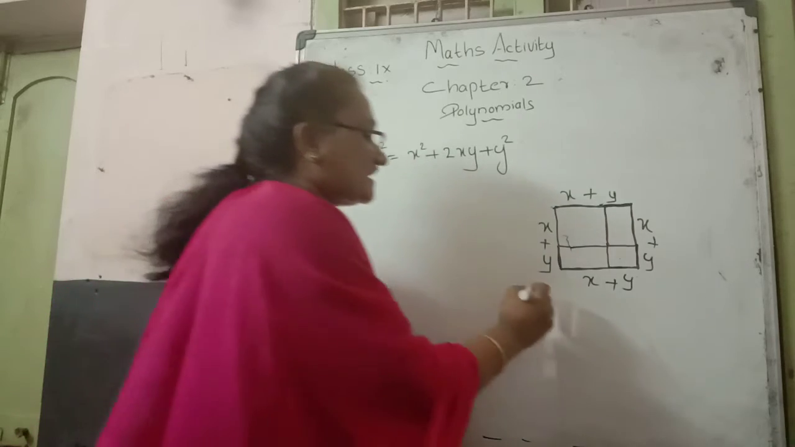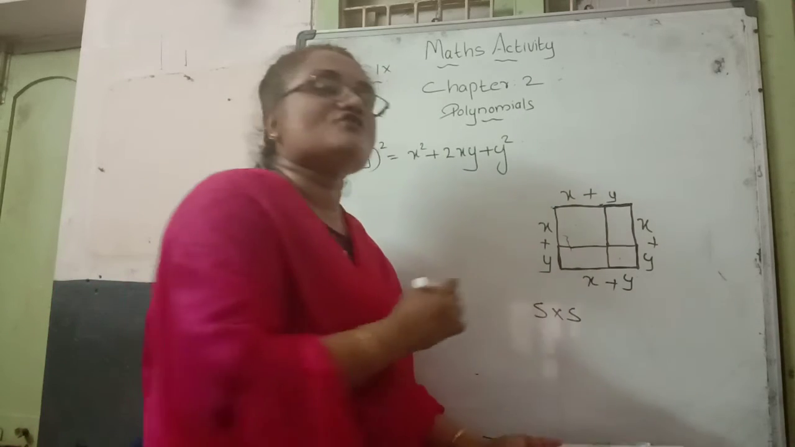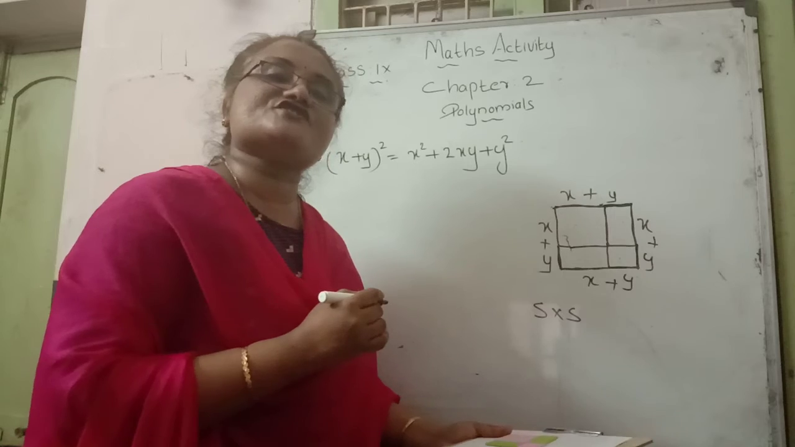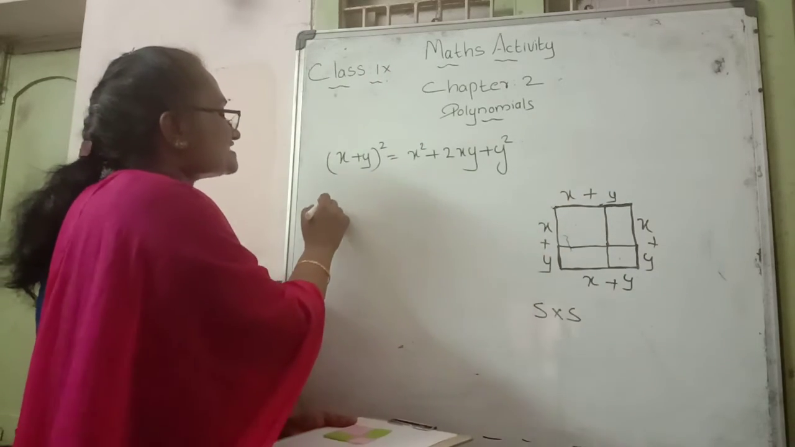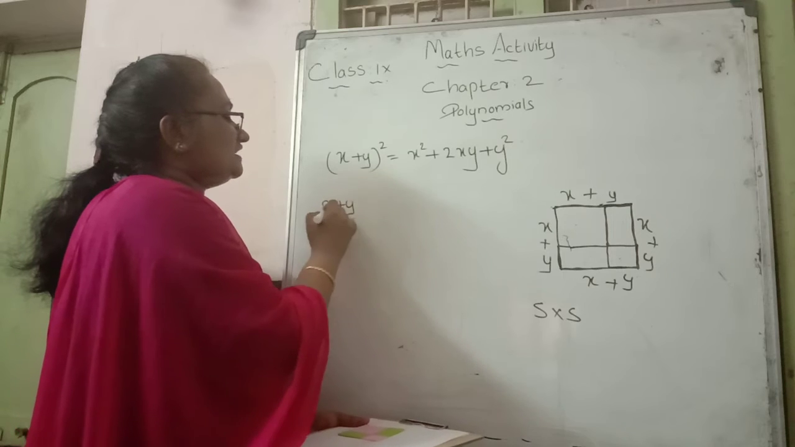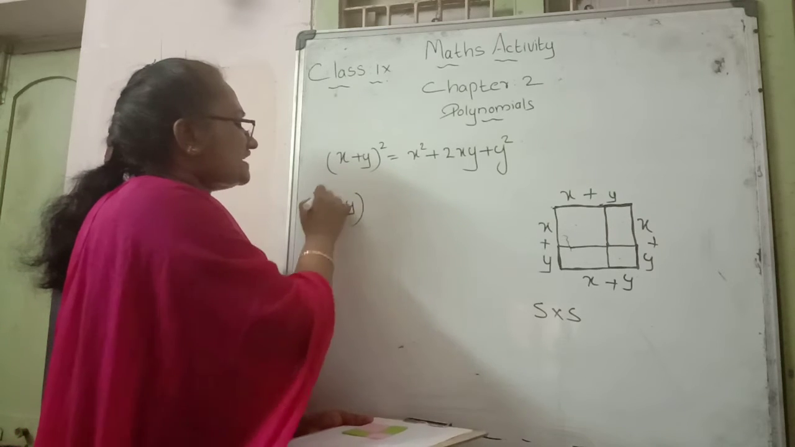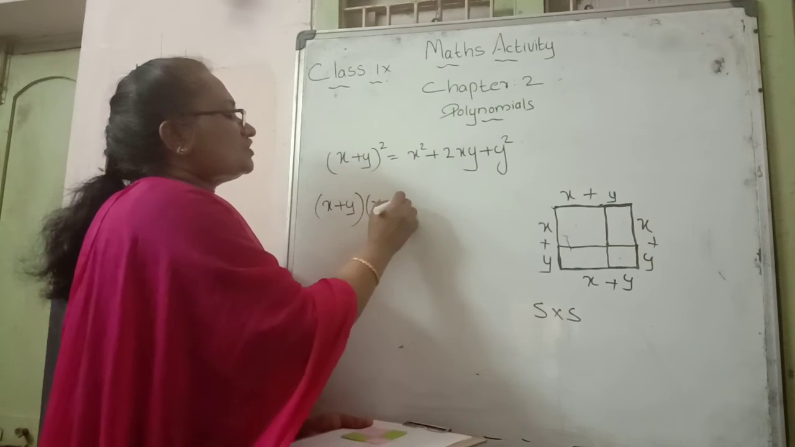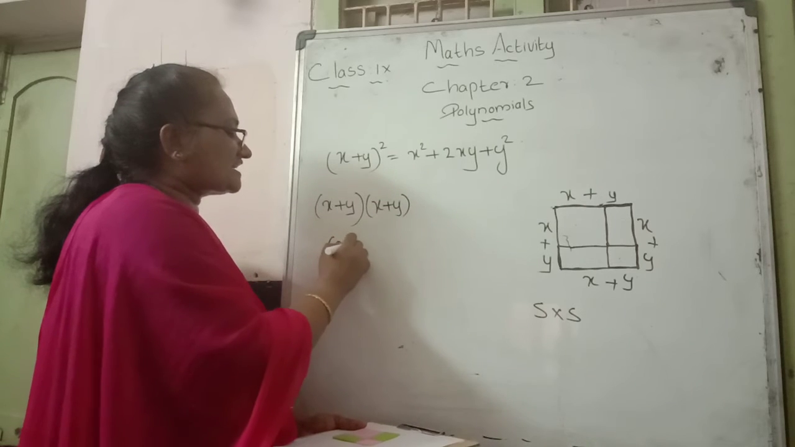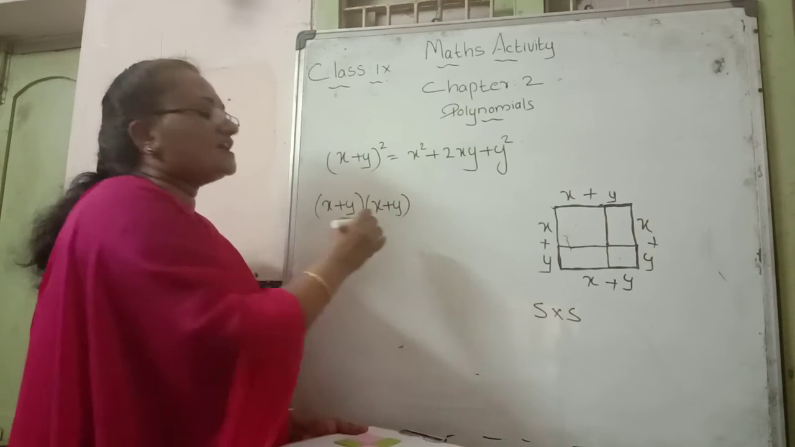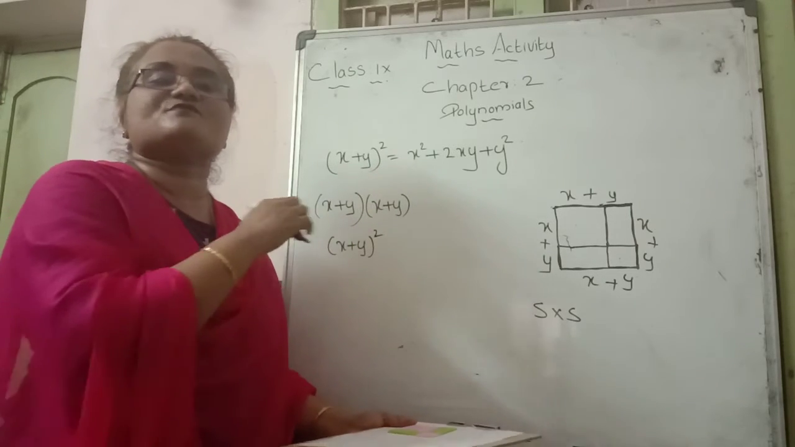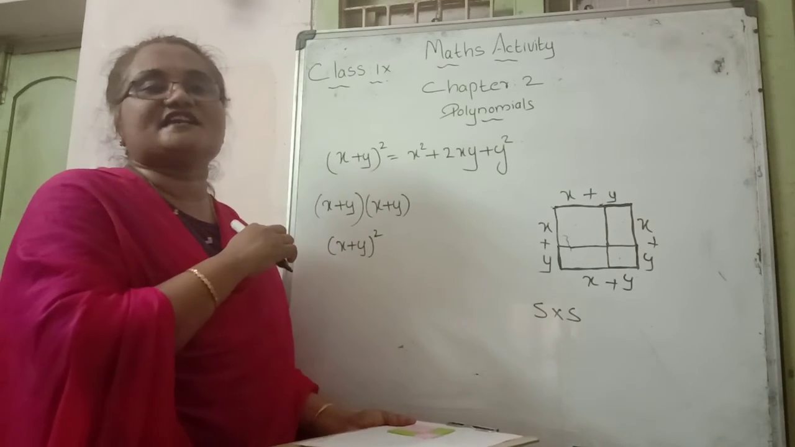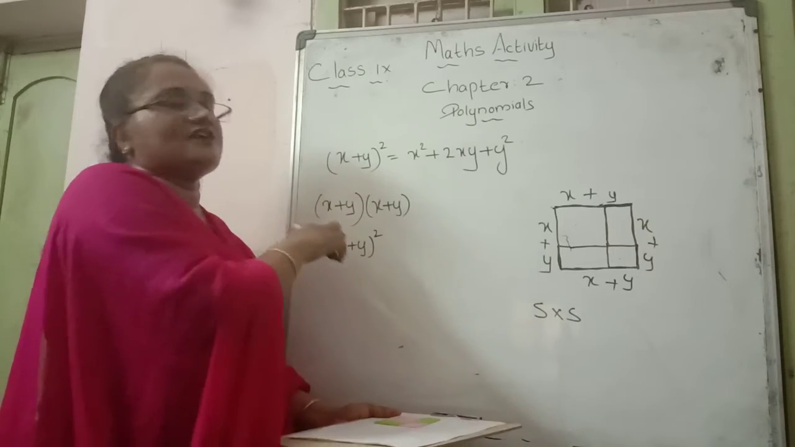So what about the area of the square? Side into side is the formula for the area of a square. Here the side value is x plus y. Then side into side means (x + y) into (x + y), two times the same bracket, which we write as (x + y) the whole square. This way we get the left hand side of our expression. I hope you understand how we get the left hand side.